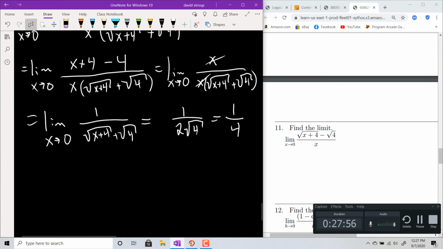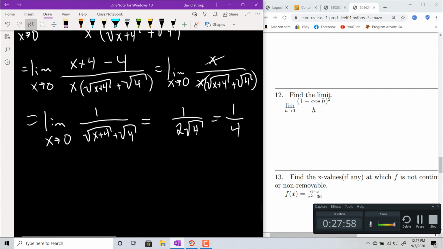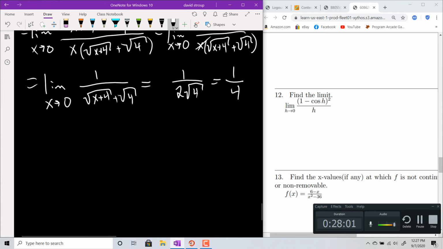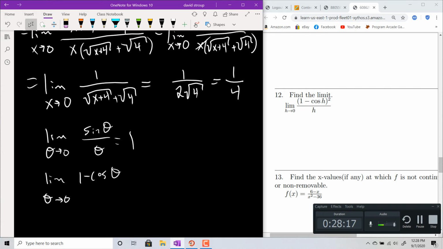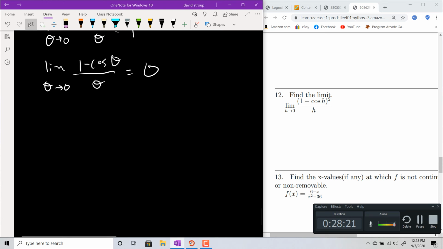Okay. Next, some trig stuff. There were 2 trig limits you need to have memorized. Basically, the limit as theta goes to 0 of sine of theta over theta is equal to 1. And then the limit as theta goes to 0 of 1 minus cosine theta over theta equals 0. So for number 12, we use that second limit that we have memorized.